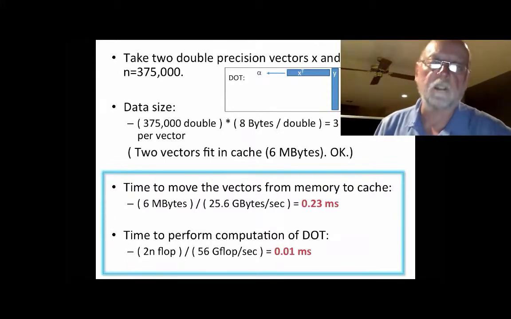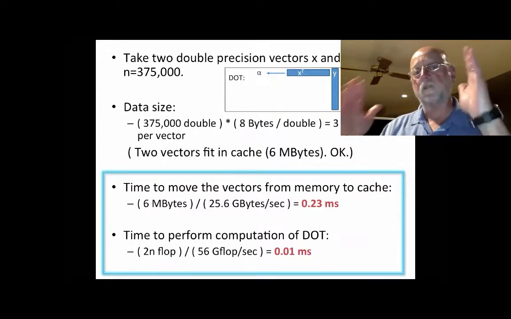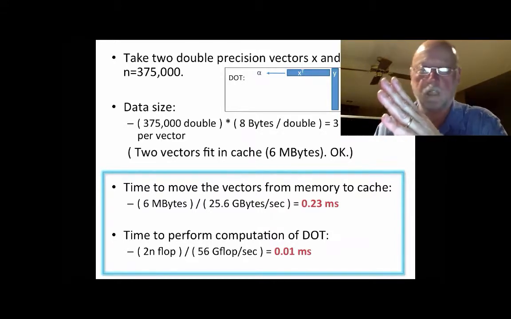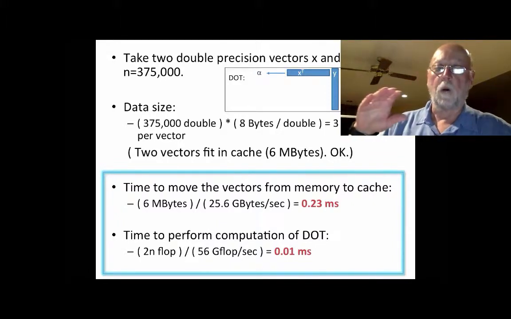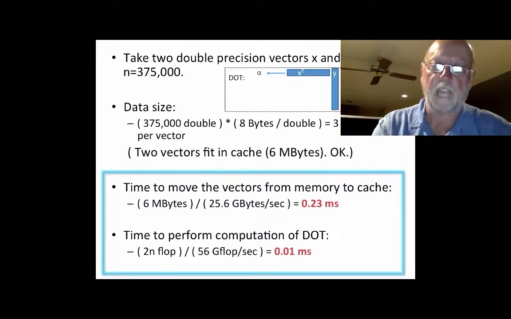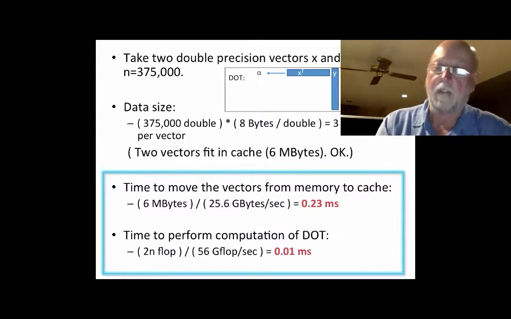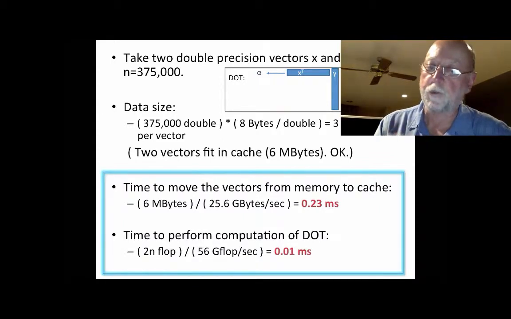So I've got 2 vectors, and each of those vectors are going to be of size 375,000. So I make those vectors of that size so it fills up cache. I want to sort of downplay the latency issues associated with the example. So I make them of that size so it fills up cache exactly. Each of those vectors consumes 3 megabytes of data. So my 2 vectors fit into the 6 megabytes of cache. So the time it takes to move those vectors into cache, I can measure. It's 6 megabytes of data, and I got 25.6 gigabytes per second. So it says that in order to move the data, it takes 0.23 milliseconds.